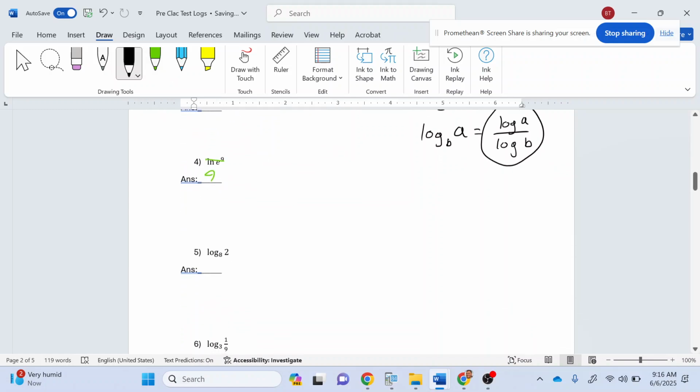Log base 8 of 2. Set that equal to x. 2 equals 8 to the x power. Again, you can use your calculator. But in this case, I'm going smaller. Since I'm going smaller, it's going to be a fraction. So what root of 8 do I get to 2? That'd be a cube root. So it's going to be 1 over 3 as an exponent, because the cube root of 8 would give me 2.